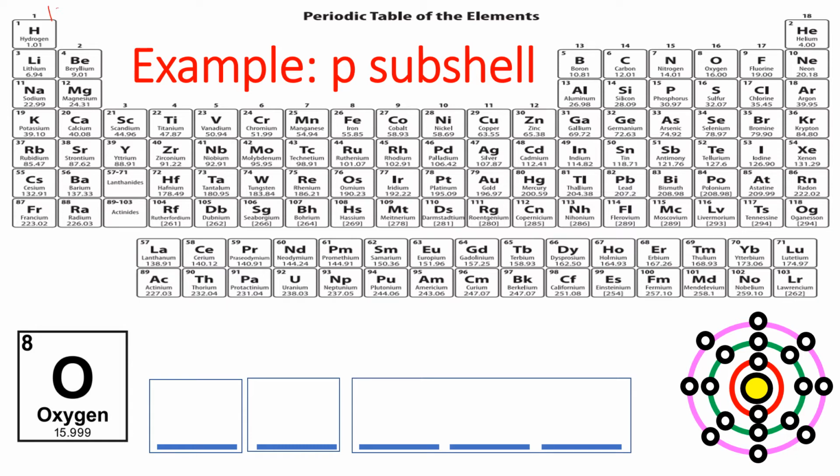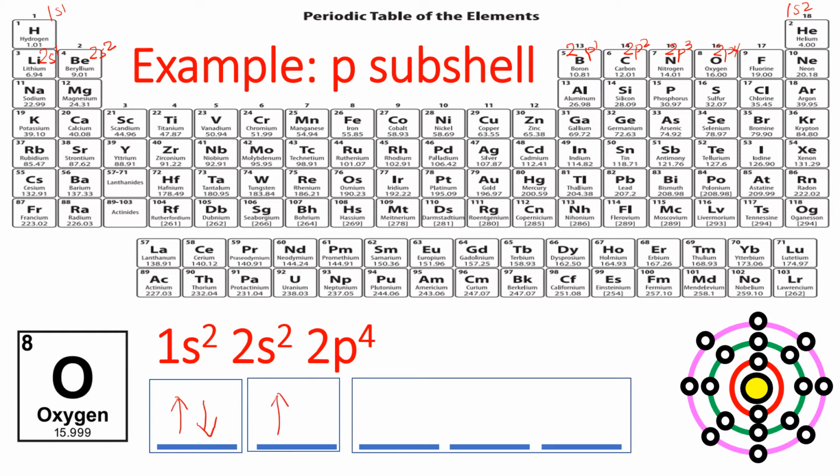So if this is your 1s1, this will be your 1s2. Then this will be your 2s1, 2s2, 2p1, 2p2, 2p3, and 2p4. Okay? Using your orbital diagram, it will look like this: 1, 2, 3, 4. Then 1, 2, 3, 4.